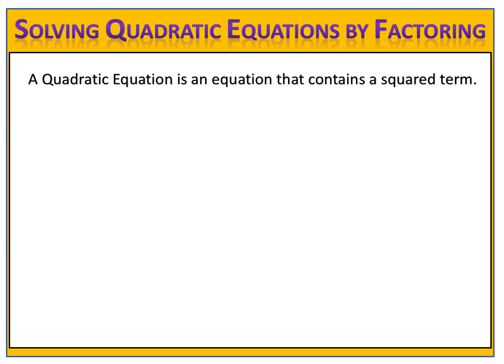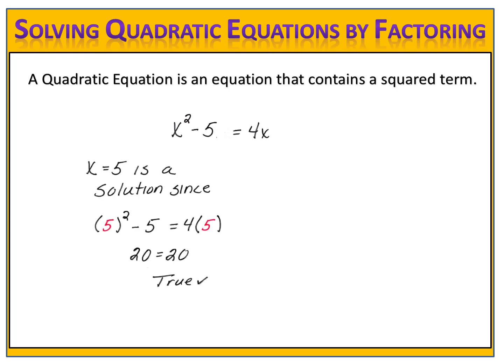Today we're going to look at quadratic equations. A quadratic equation is an equation that has a squared term. X squared minus 5 equals 4x is a quadratic equation because the highest power of any term is the second power, x squared. This equation has two solutions.